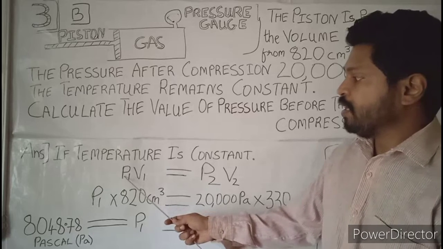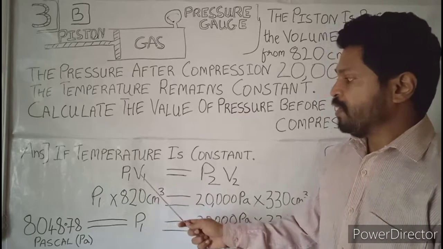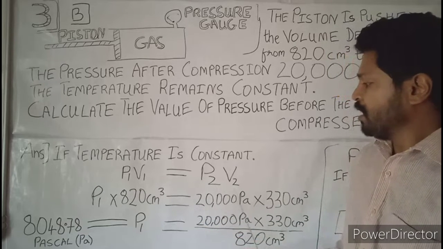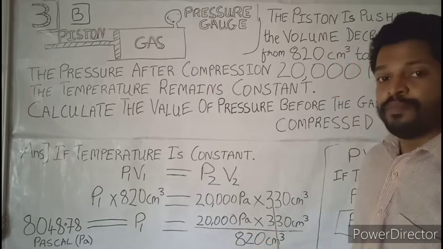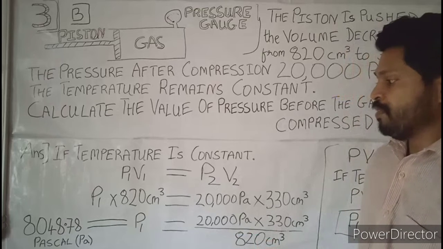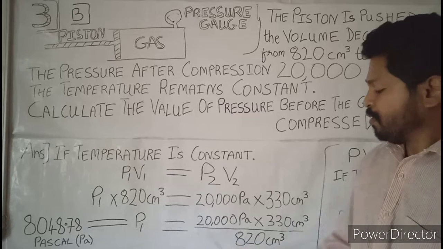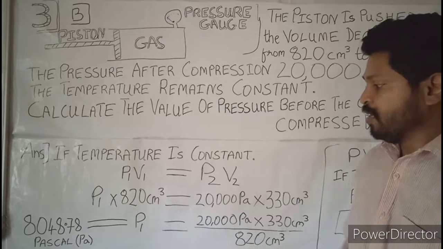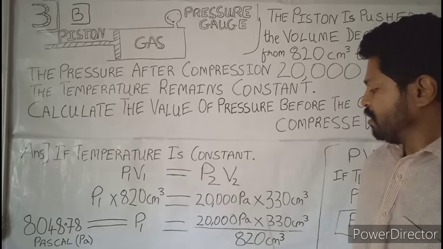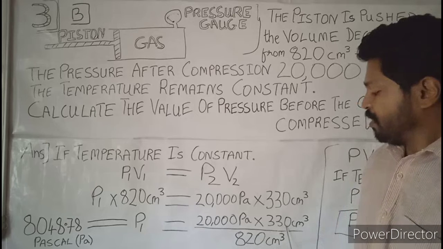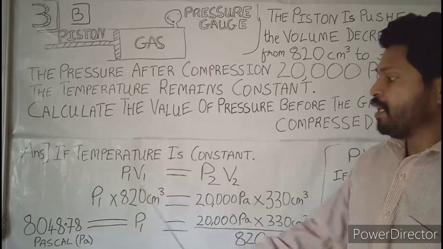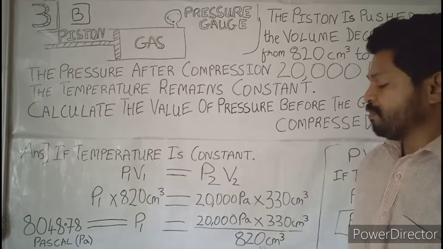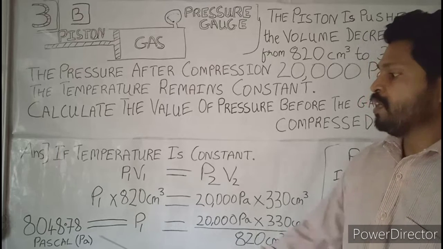So now we are not aware about P1. V1 we have taken 820 centimeter cube. P2 is equal to 20,000 pascals multiplied by 330 centimeter cube. So now if you take this to the denominator, this is multiplication. When it comes across, it gets divided. So P1 is equal to 20,000 pascals into 330 centimeter cube divided by, this goes below, division sign, 820 centimeter cube.